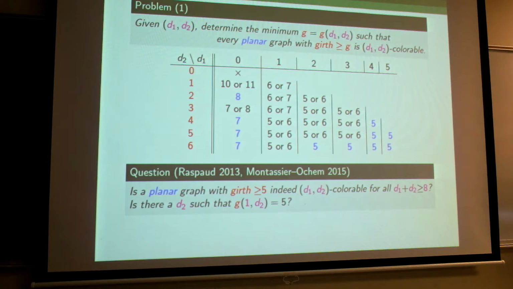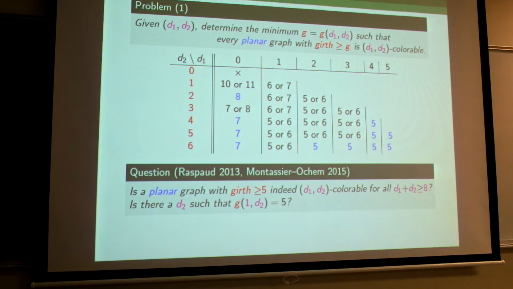And then Montassier is Andre's student, and Ochem is close with Montassier. So they were also looking at this question, and they said, well, it's interesting to see that every column has finitely many values left, except for this first column, or the second column. Right? The second column, nobody knew any tight values. So maybe they were asking, does there exist some finite D2 such that this is 5? They knew it was 5 or 6, but is there some threshold where we know that's exactly 5?